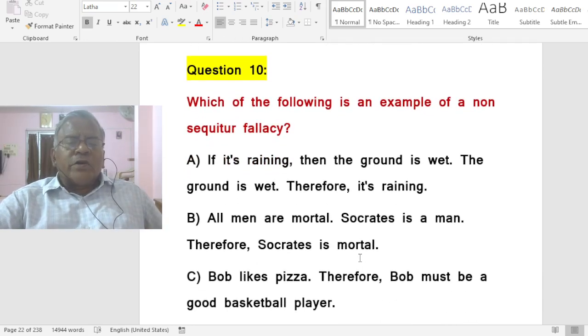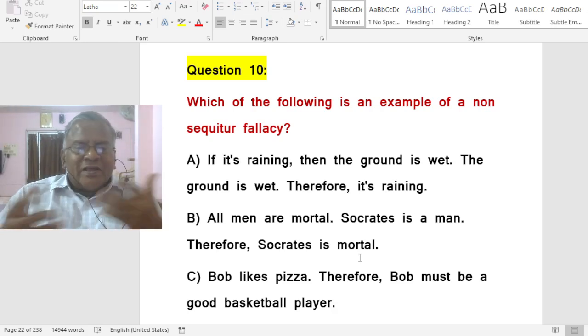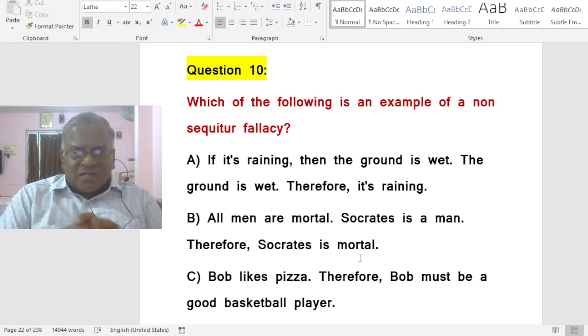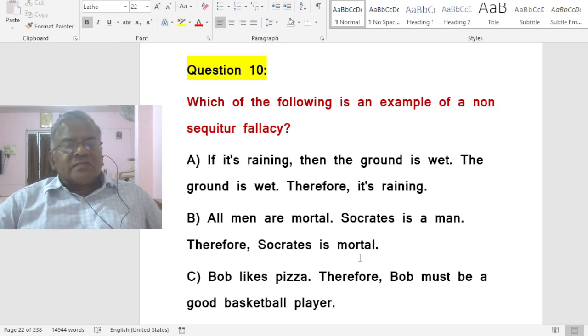Now, which of the following is an example of a non-sequitur fallacy? These are all Latin names, perhaps. Probably they keep it. It's a technical term in logic, so those who are in logic must know. There is a meaning for all such terms, and we need to know that. Which of the following is an example of a non-sequitur fallacy?